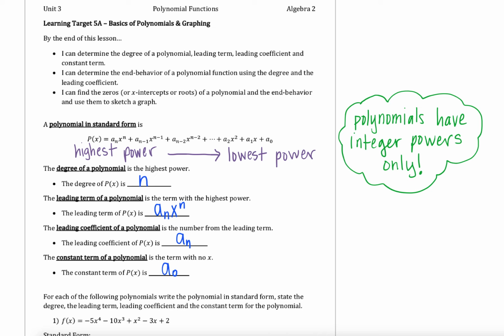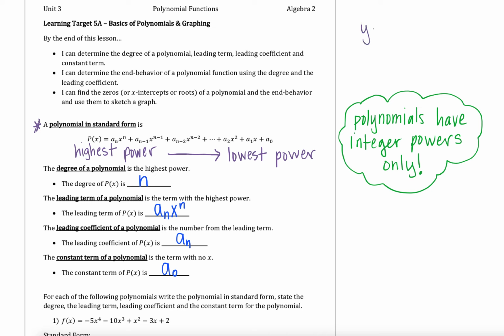So on the screen, I have the standard form of a polynomial, which looks rather complicated. And we're going to read that in a second, but I want us to first know this, that polynomials only have integer powers. And so the reason that standard form looks as complicated as it is goes back to the fact that polynomials only have integer powers. And we've seen some examples of polynomials already.